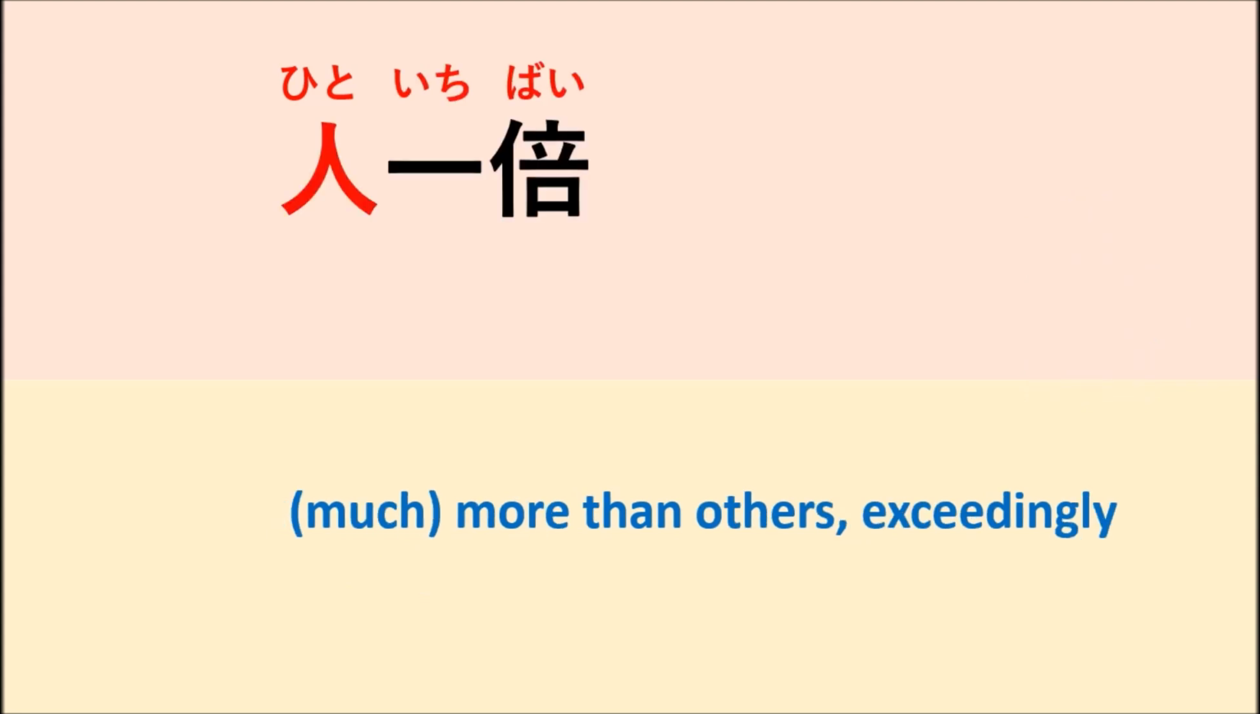Hito ichibai means more than others, or exceeding. Hito means person. Ichibai means one time, right? Ichi means one, bai means time, so one time. Hito ichibai means more than one person's time. It is like this: if your friend gets 1,000 US dollars, and you say hito ichibai, it means that you get $2,000, something like this.